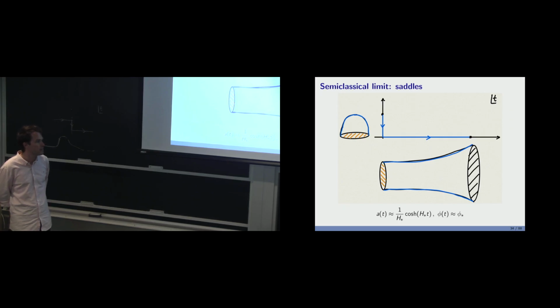So one way is to keep t real and complexify in a and phi. The other way is to complexify in t. These are two slightly different ways. I don't know if they are the same secretly.